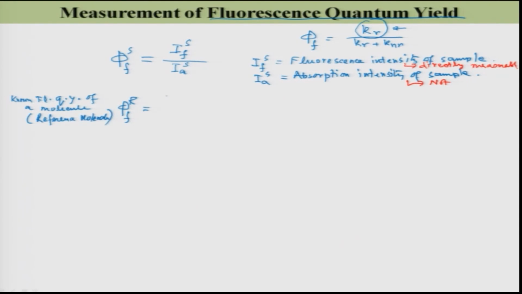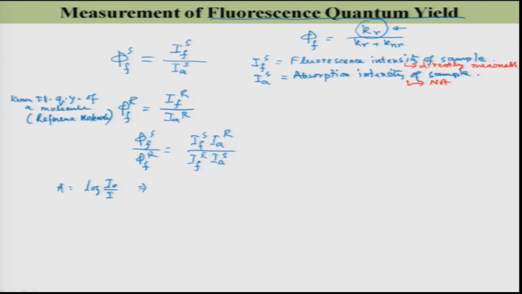So, in this case, this is nothing but I_F^R by I_A^R. So, I can simply write that phi_F^S by phi_F^R equal to I_F^S into I_A^R divided by I_F^R into I_A^S, right. Okay. Now, I know A equal to log I_0 by I.